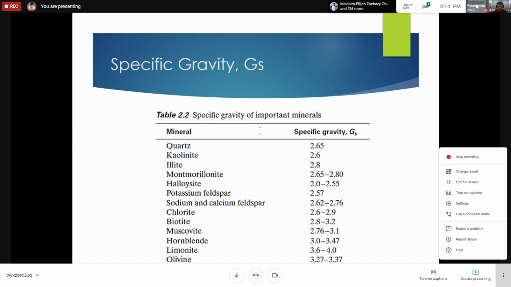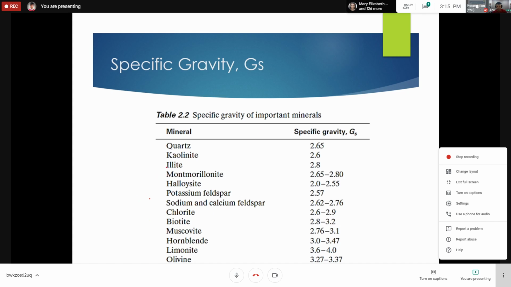Okay, so we also have different specific gravity of our soils or our minerals. Now, in your fluid mechanics, you will also be dealing with different specific gravity of your liquids, right? So there is a specific gravity of mercury, of oil, of kerosene, and so many other liquids that you will discuss along the way. So the same goes for your soil. Different minerals will produce different values for your specific gravity.